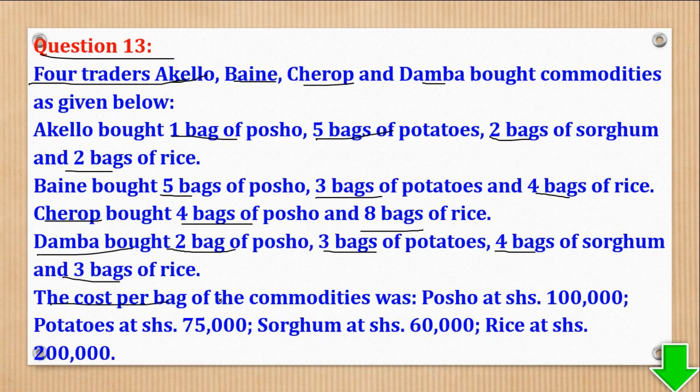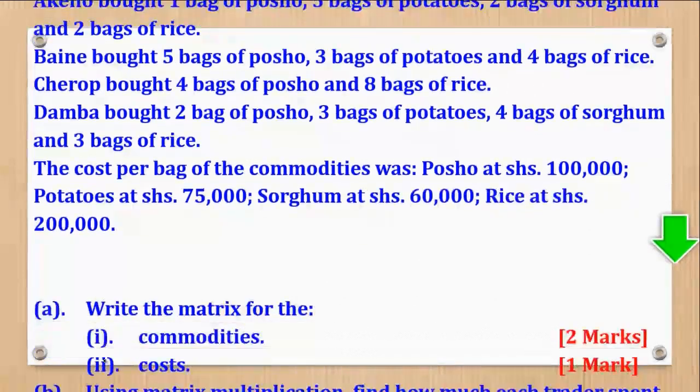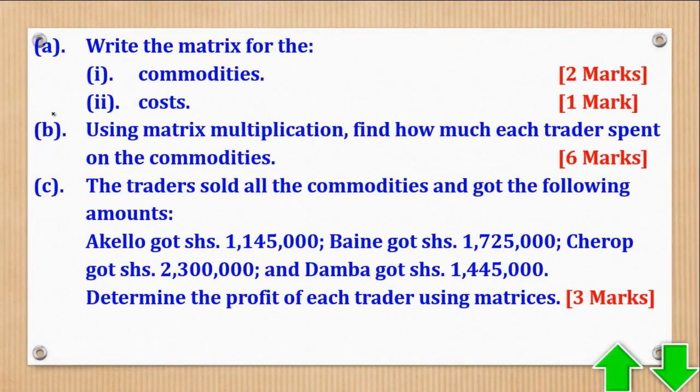The cost per bag of the commodity was in shillings. So for posho, 100, for potatoes, 75, for sorghum, 60, and for rice, 200. Part A, write the matrix for the commodities and for the costs. I think let's start with that.